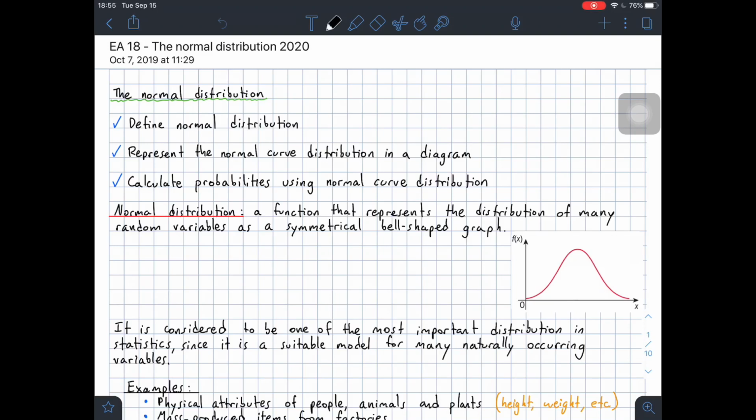Hello, juniors. Today we're going to start with the last topic that we're going to cover for logic and statistics for this year, and it's called the normal distribution. And it has to do, once again, with probability.